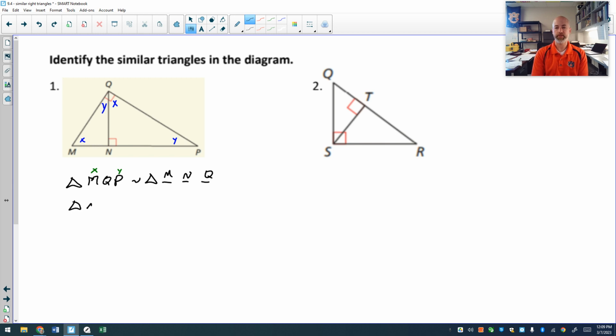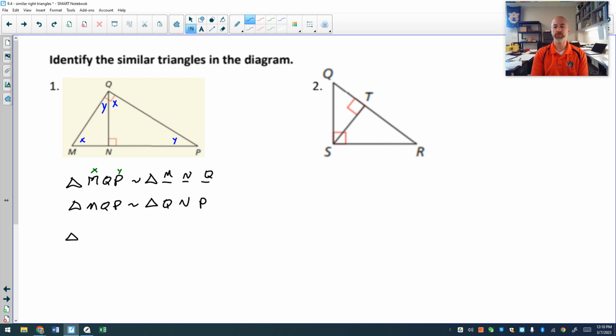Do the same thing to get the similarity with the triangle on the right. M is my X in my big triangle. So the left side, I'm starting with the X. So the one on the right, I need to start with the X angle. That's Q. I need to end with my Y. That's P. And that's also P for the QNP triangle. And then the right angle of N goes in the middle.